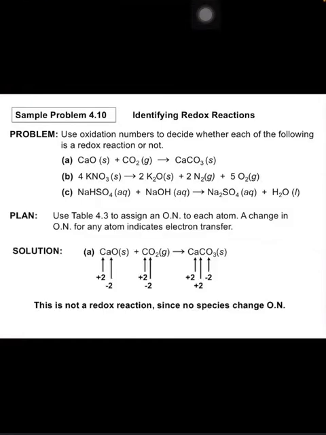Okay, if we refer to A here, then you can see that calcium, dalam calcium oxide kalau kita pecahkan dia, calcium 2 plus dan O2 minus. So that's why dia punya oxidation number is plus 2 dan negative 2.